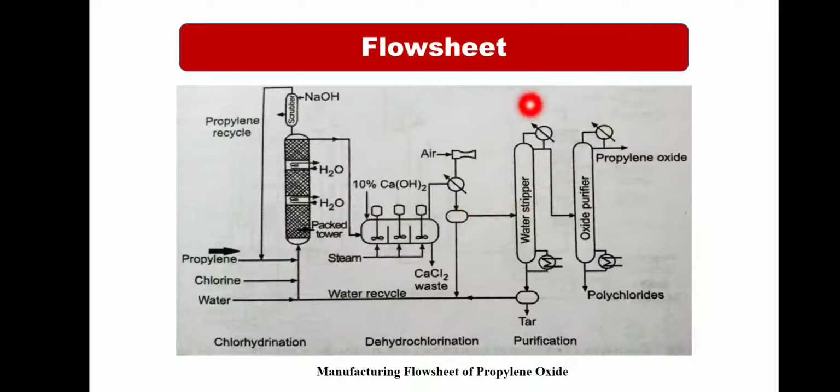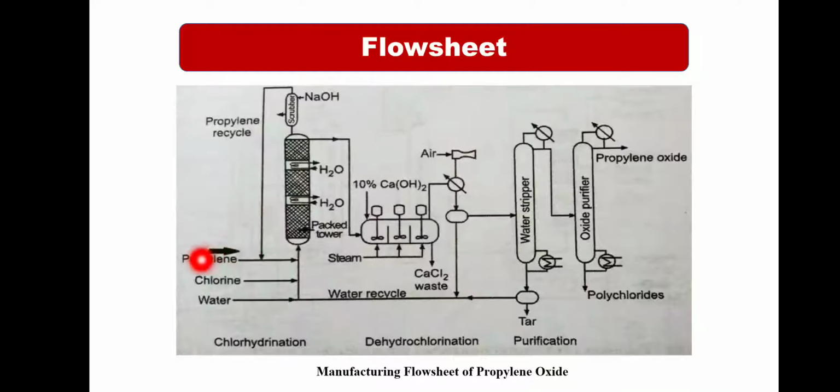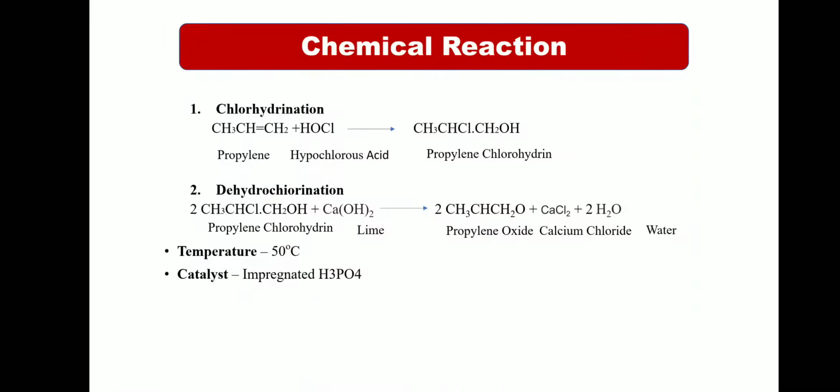Then next was the flow sheet. This is the manufacturing flow sheet of propylene oxide. Let's see. Firstly, raw materials propylene, chlorine and water are introduced into the bottom of the packed tower, where in this packed column propylene rapidly reacts with hypochlorous acid. That means this first reaction takes place and produces propylene chlorohydrin.